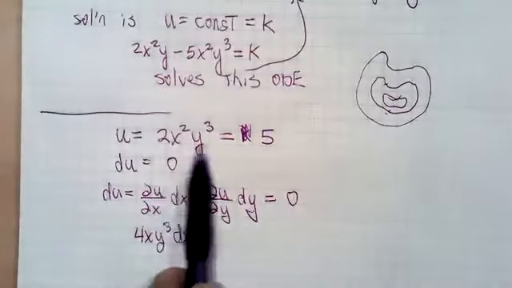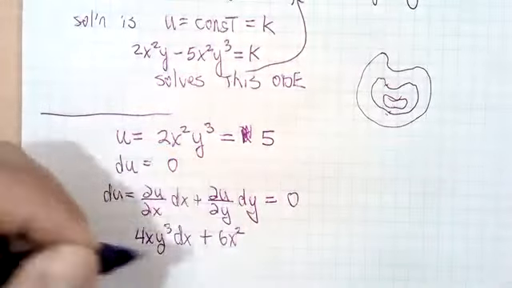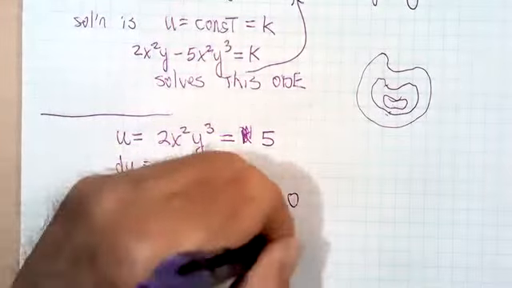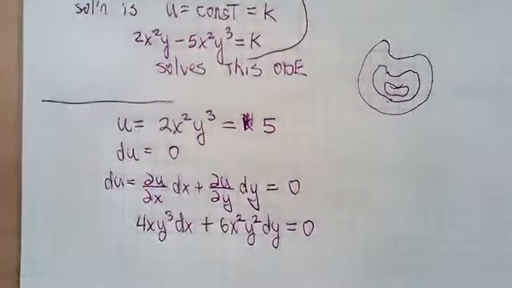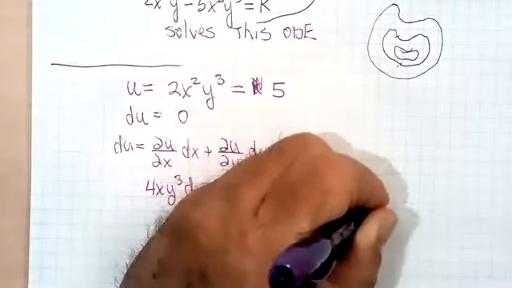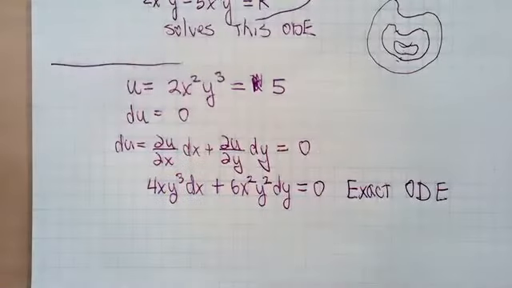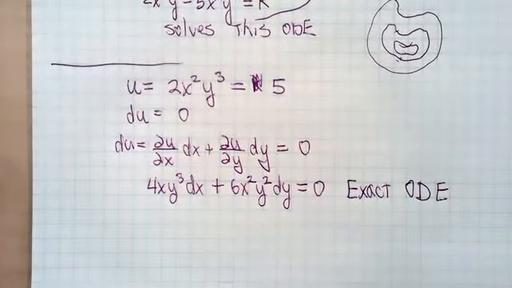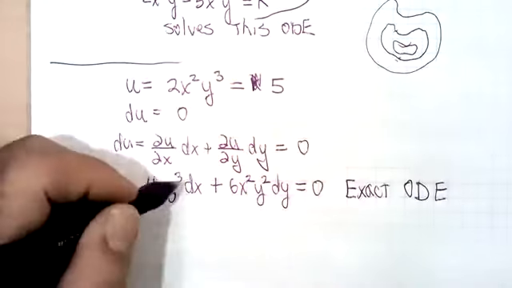And the partial of this function with respect to y is 6x squared y squared dy equals 0. And this is an example of an exact differential equation, ODE, ordinary differential equation. Now, this one is also separable, but nevertheless, if you want to solve it by exact methods, this is what you would do. Or there's actually two things you could do, but I'll show you this one.